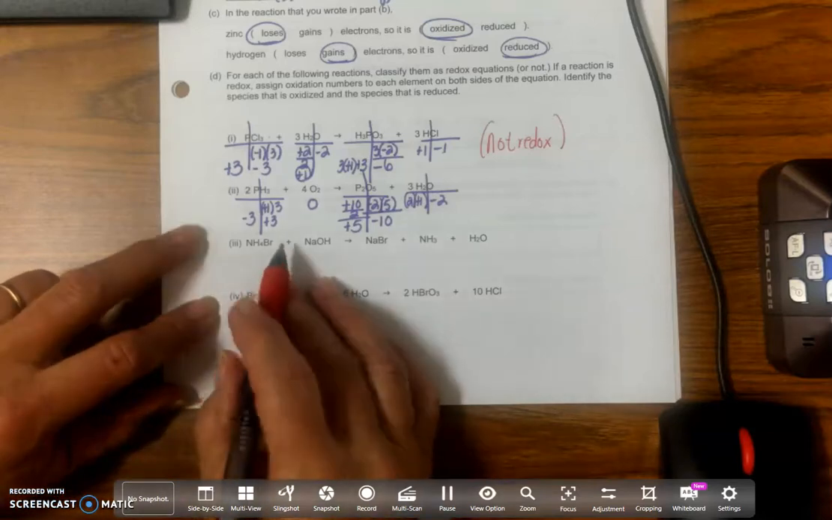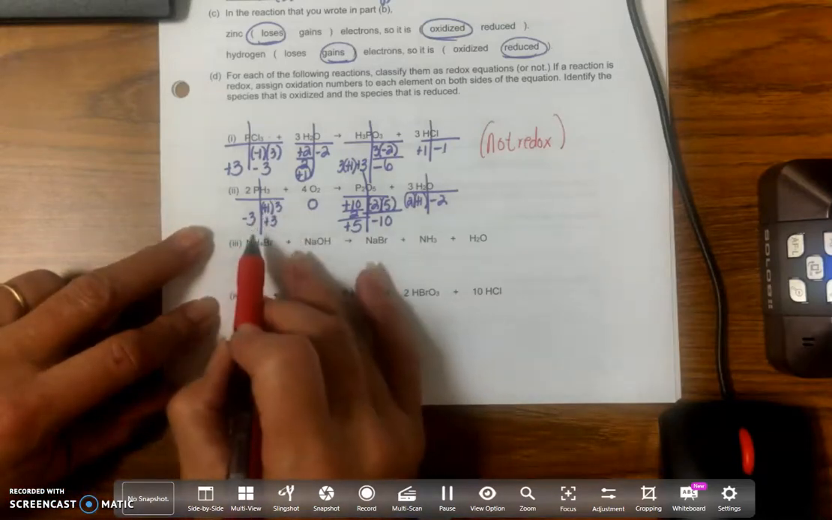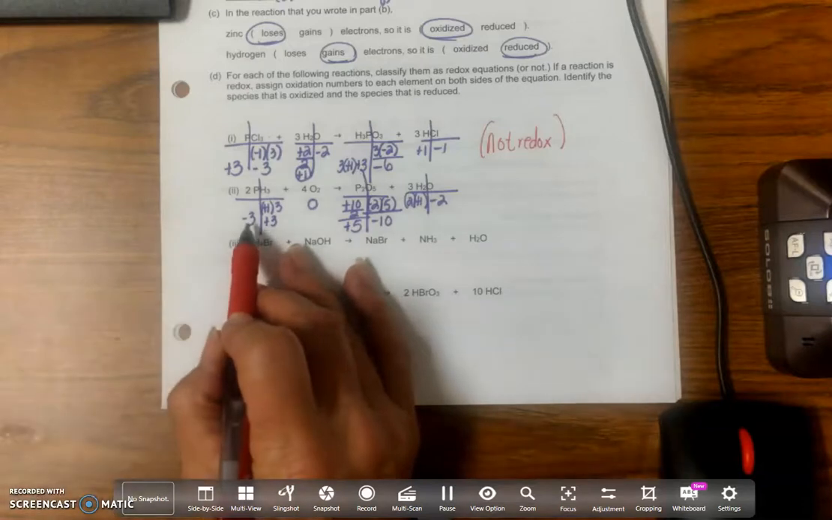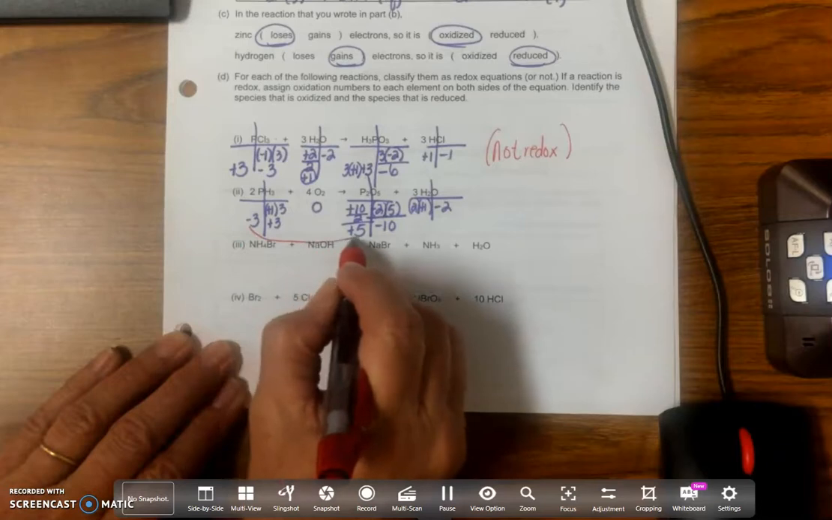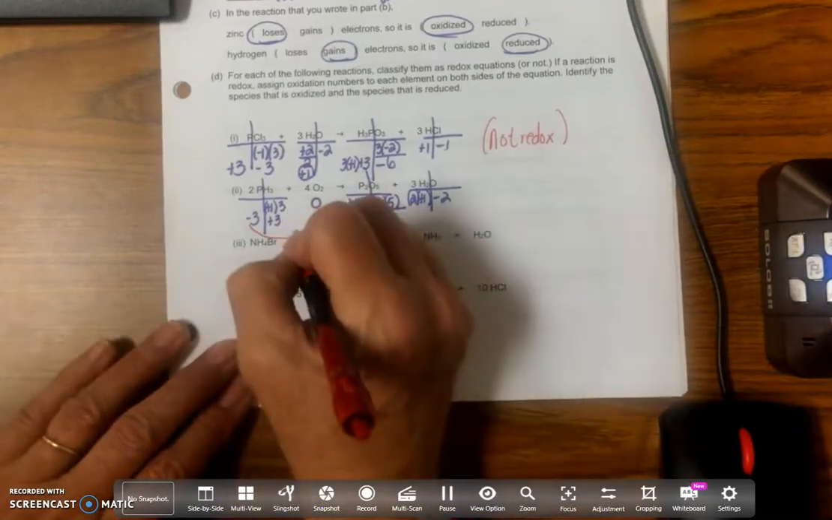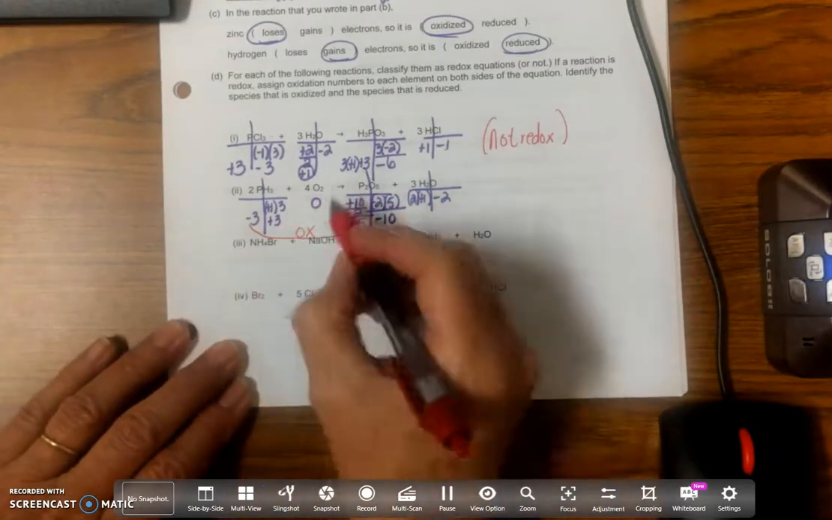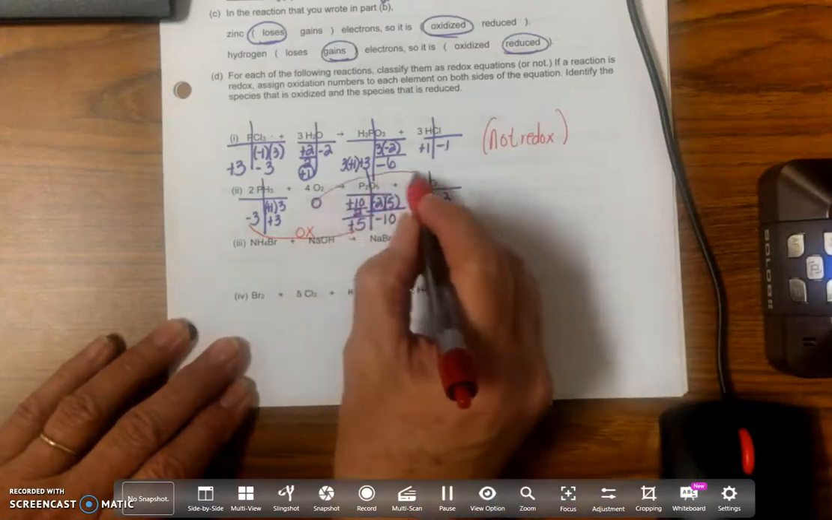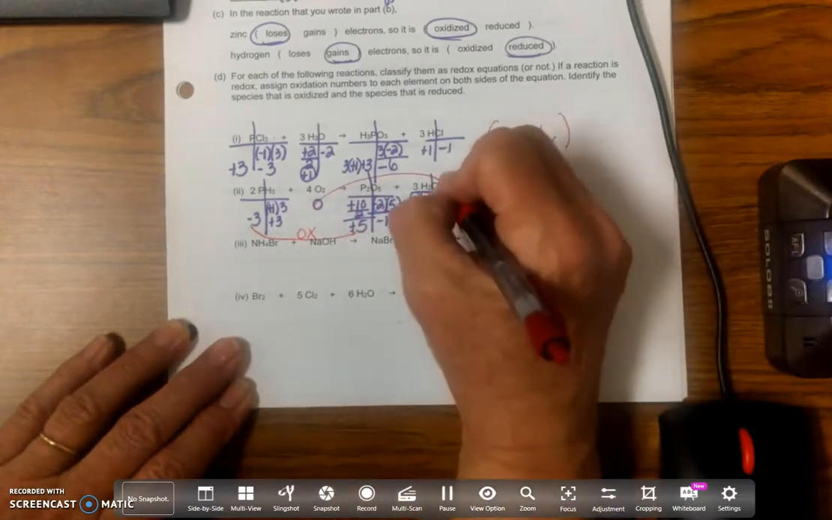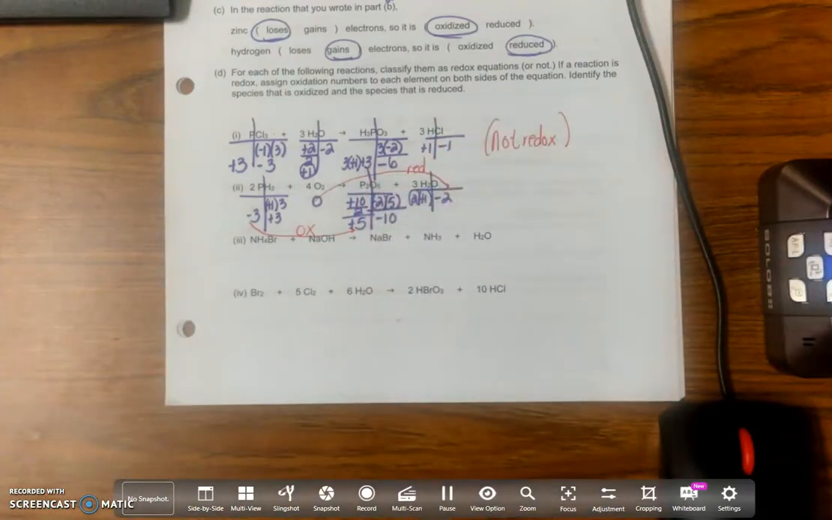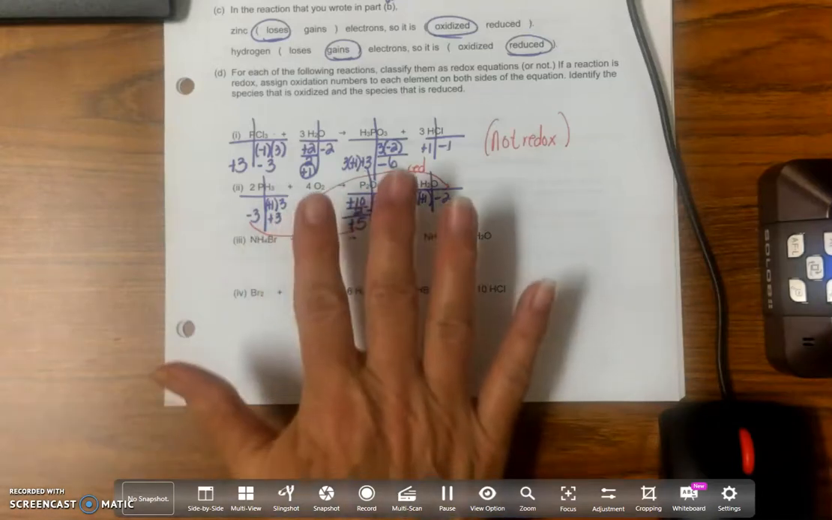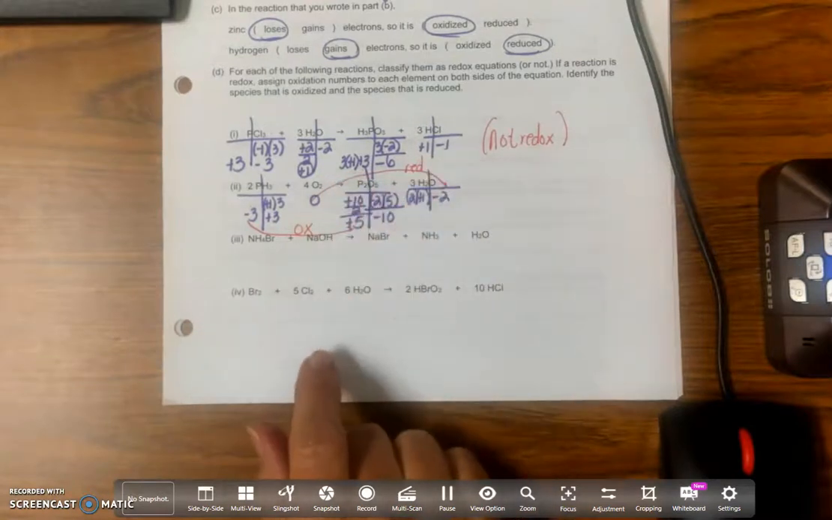This next one, however, is different. Look what's happened here. In this one, my phosphorus is going from a -3 to a +5. It's being oxidized. And my oxygen is going from a 0 to a -2. That is being reduced. So that is an oxidation reduction reaction. Right? So that's what I want you to be able to do.